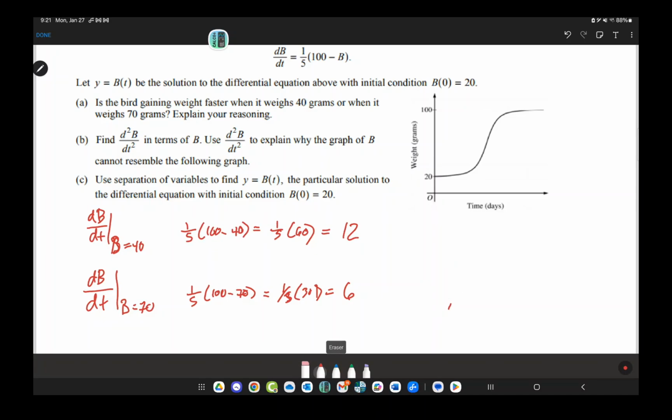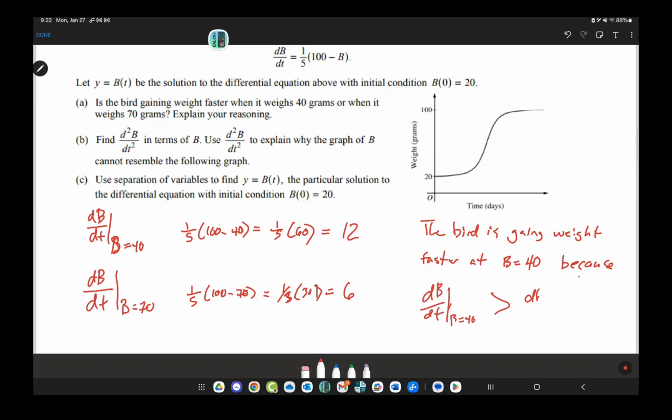So the bird is gaining weight faster at B equals 40 because dB/dt at B equals 40 is greater than the rate of change when the weight is 70. Questions on part A? Part A is not bad.